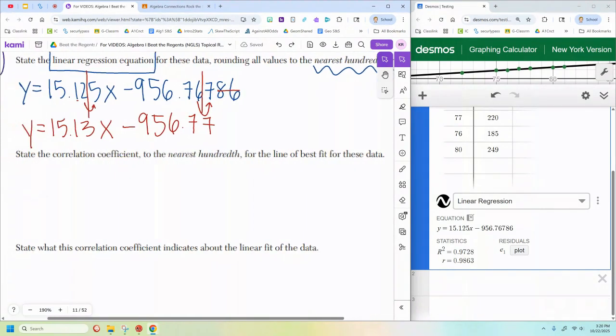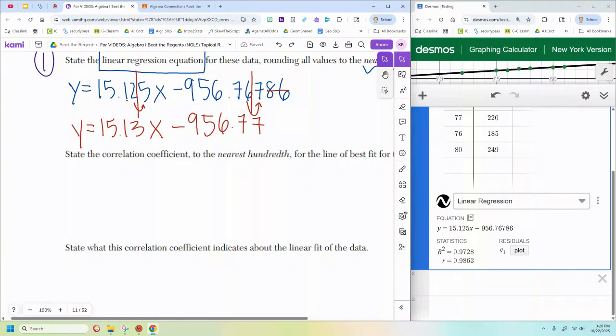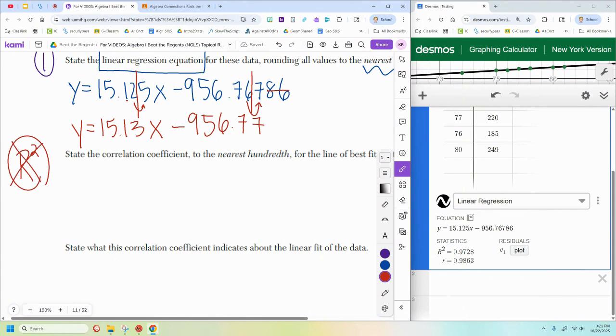So the correlation coefficient is the R, not the R squared. You're never, ever going to use the R squared. This is a no-no. So how do I remember that it's the correlation coefficient with a lowercase r? There's a bunch of lowercase r's. R is equal to, and I'm just going to write it down, 0.9863. I'm going to round to the nearest hundredth.